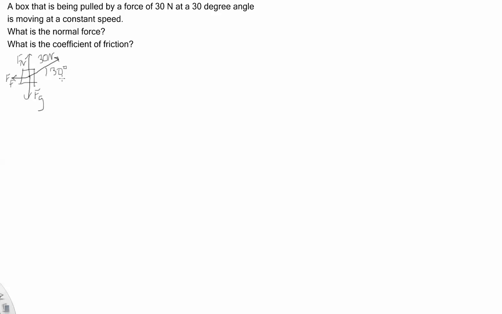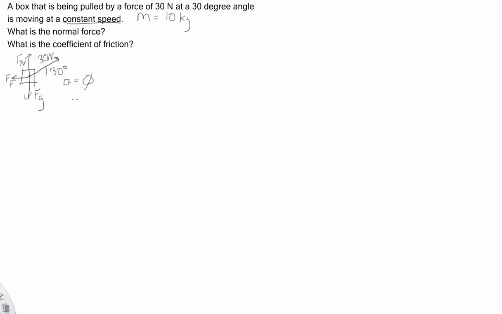Now, something else that's key here is that it's moving at a constant speed, so that means my acceleration, I'll put it off to the side, is equal to 0. I did forget to mention that the mass of this box is equal to 10 kilograms. I'll put that up here. So there's my mass.